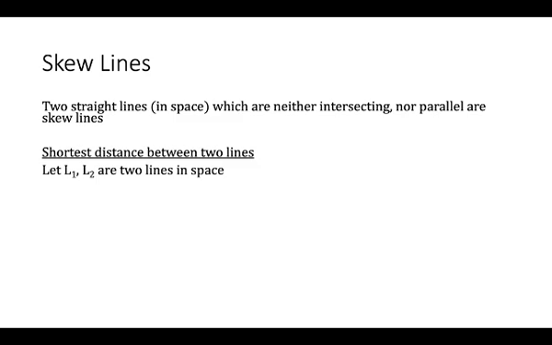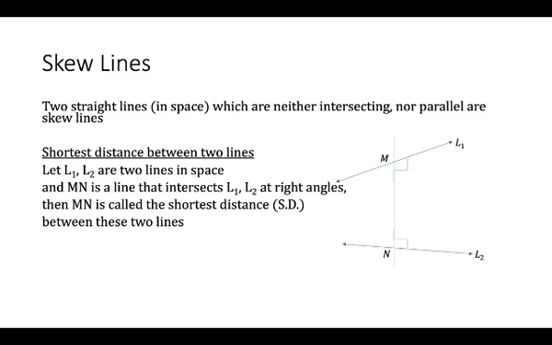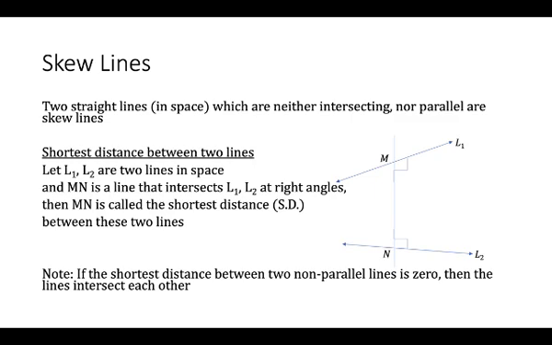Now shortest distance between two lines. Let L1 and L2 be two lines and MN is a line which intersects L1 and L2 at right angles, then MN is called the shortest distance between lines L1 and L2. Here, if the shortest distance between two lines is 0, then the lines intersect.